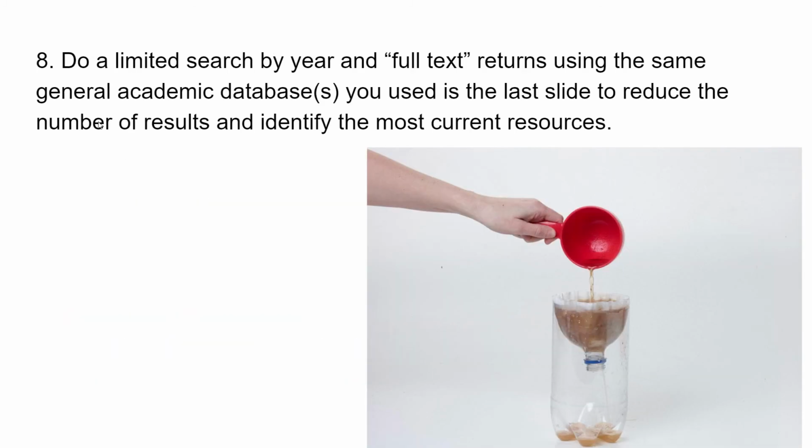And step 8, do a limited search by year and quotation marks on full text returns in the same general academic database. Basically, on the last slide with all those links, you can do a limited search by year and full text. It's just another way to filter out old, outdated sources. Just another filter.